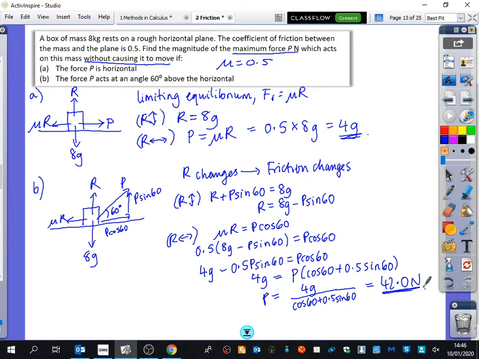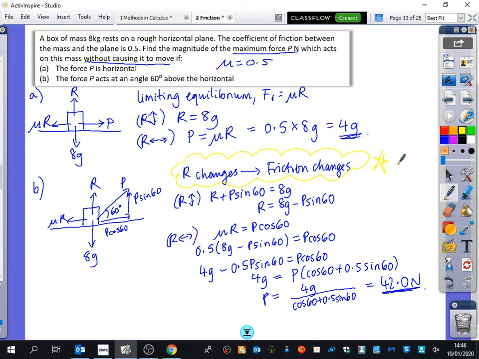So this is so important, and I guarantee I'm going to ask you a question at some point, and I'm going to be like, but the normal reaction changed, so the friction changed. So you've got to do everything again. Okay, you do actually have to do everything again. It sounds like such a tiny little change. Oh, well, let's just change it to 60 degrees. You're like, oh, cool. That won't be much work. You actually have to do the entire question all over again. So just be aware for looking out for that, okay?